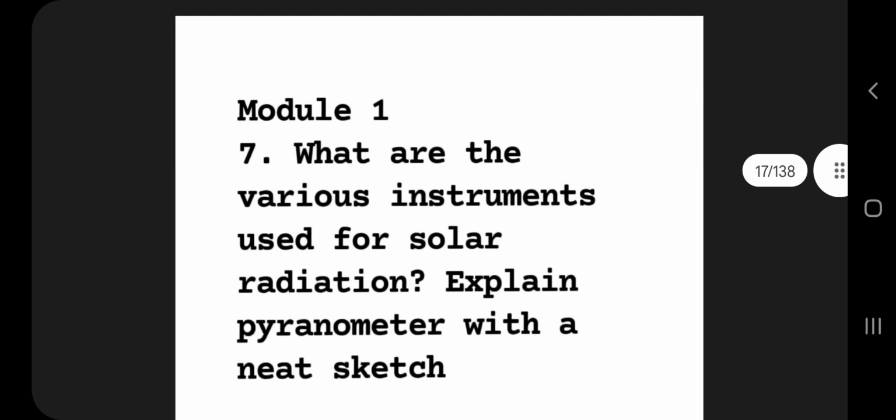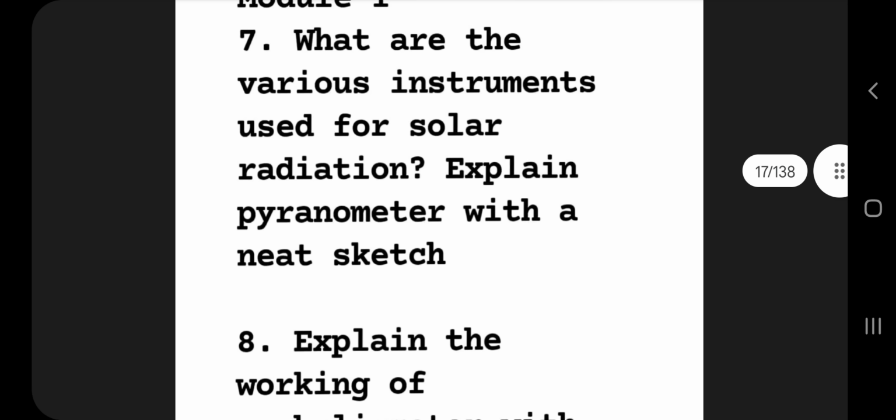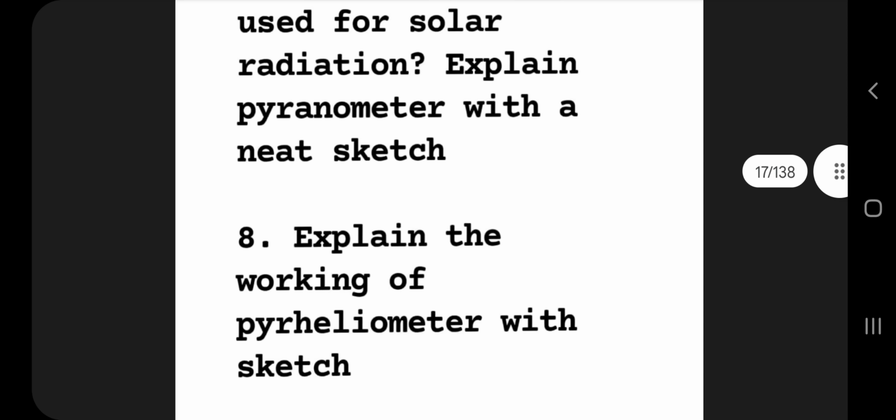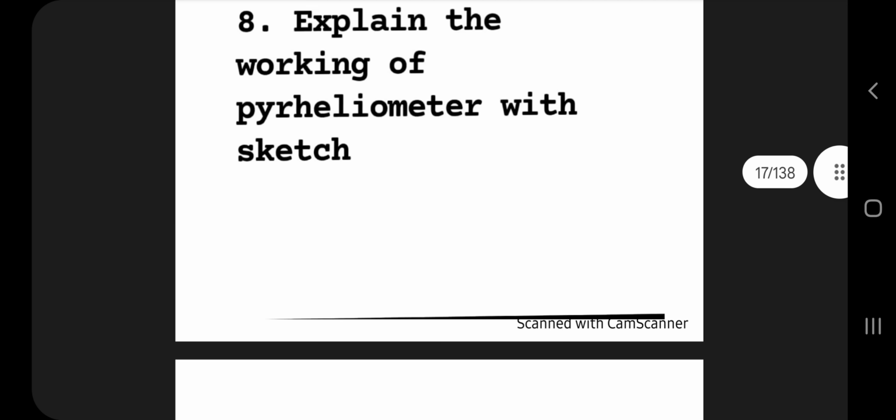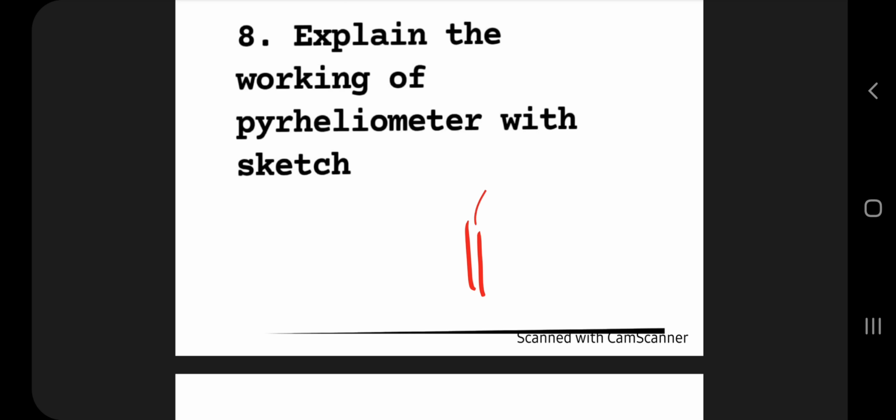Next we have, what are the various instruments used for solar radiation. Explain pyranometer with a neat sketch. Also explain pyrheliometer. So for pyranometer and pyrheliometer, just remember like this: there is a building structure with a dome, and the sun rays fall on this dome, and there is a black surface here. There is what here? Black surface. So in the black surface, it gets heated up and the EMF is generated. That is called as pyranometer.